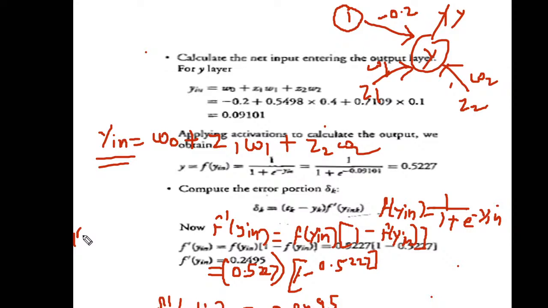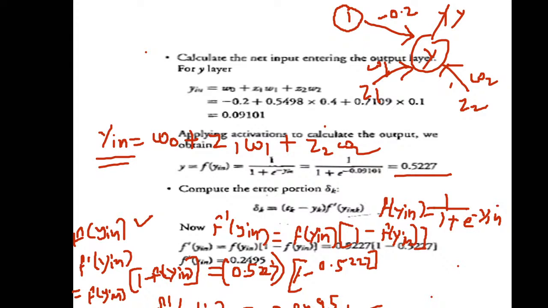And after getting this, we are also calculating f dash of y in. So the f dash of y in formula is very simple. It's f of y in times 1 minus f of y in. Okay. So just after substituting the values, we got f dash of y in as 0.2495. F of y in which we got is 0.5227, and f dash of y in is 0.2495.